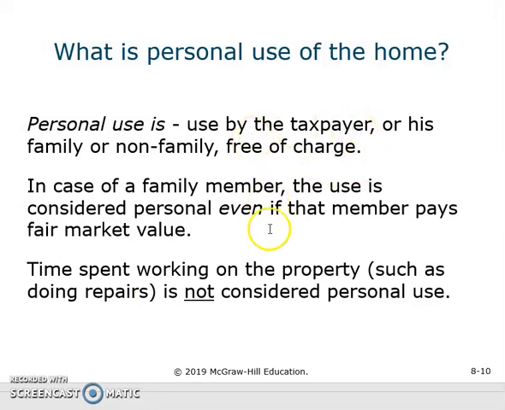The rule that applies to that is, personal use is when the property is used by the taxpayer or his or her family, or by non-family free of charge. In the case of a family member, the use is considered personal even if that member pays fair market value. Time spent working on the property, if there are repairs being done, is not considered to be personal use.